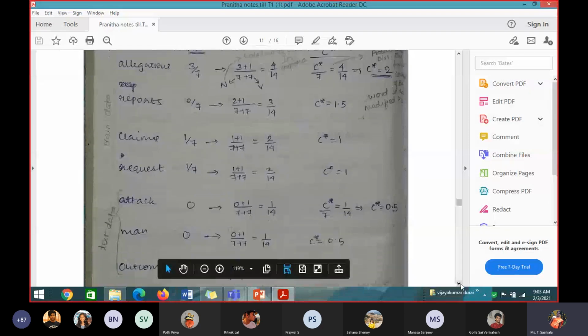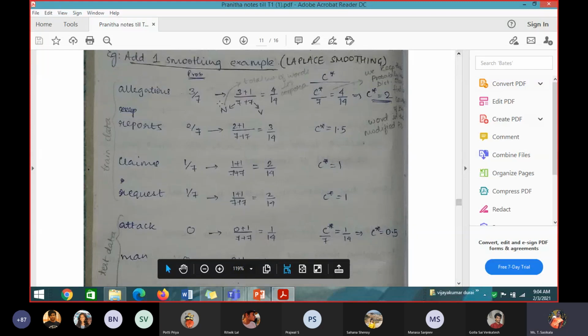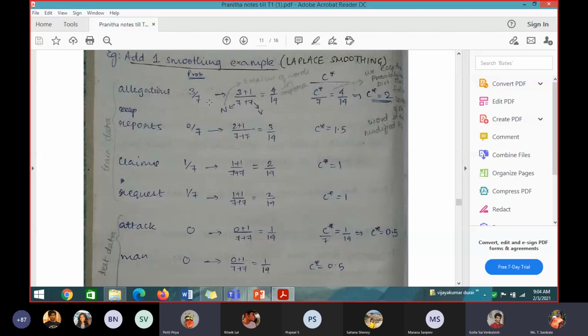You first fill this column, which is given in the problem: attack, man and outcome. You write all the 7. Now find the probability for each of the words. Allegation, how many times is it occurring? Please respond, otherwise I will not explain. 3 by 7. Out of how many sentences? In my training data, out of 7 sentences, 3 times allegation is occurring.